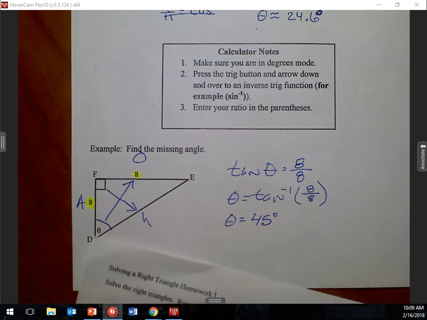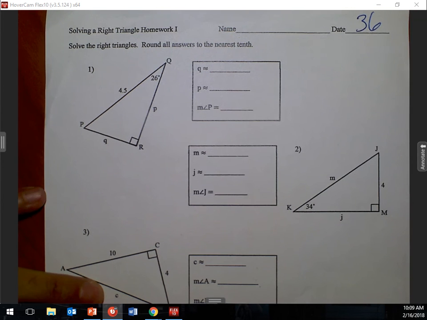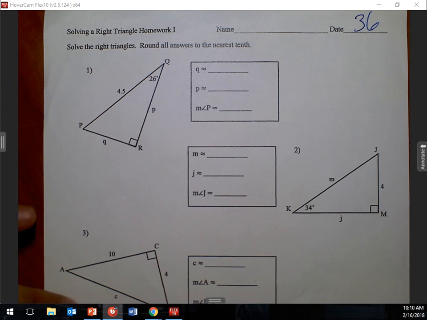All right. Now, let's take a look at our practice right here. Our practice has a little bit of yesterday's work and a little bit of today's work on it. We're doing the whole page? You're doing the whole thing. So let's take a look. I'm going to help you set this up.